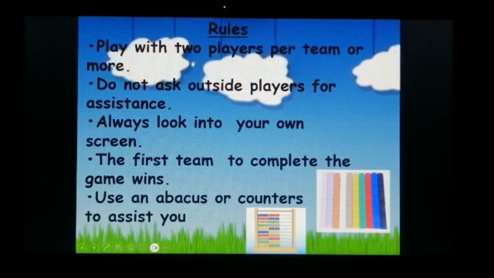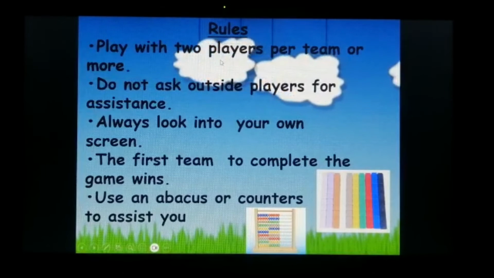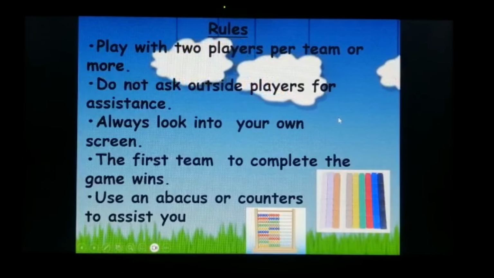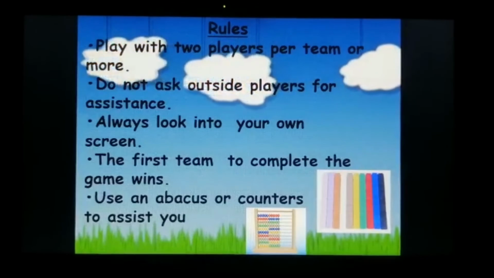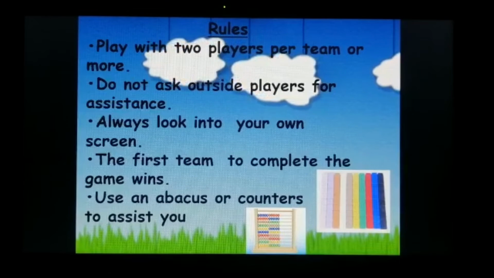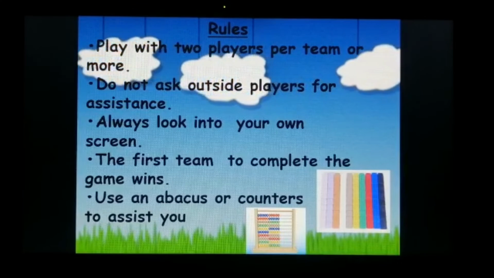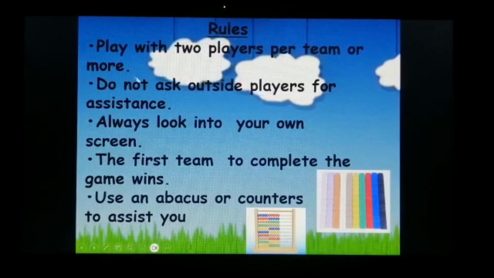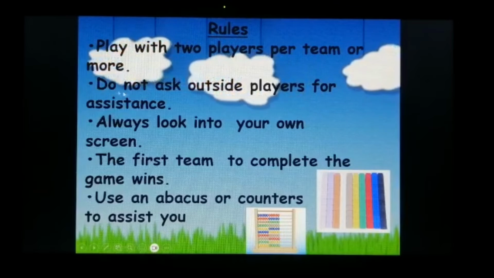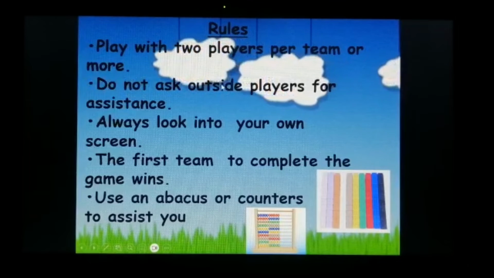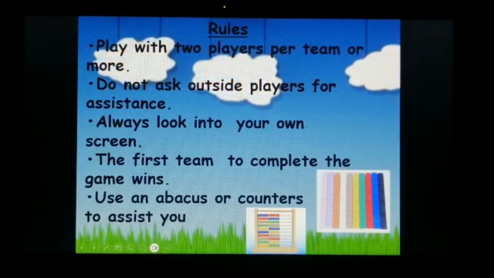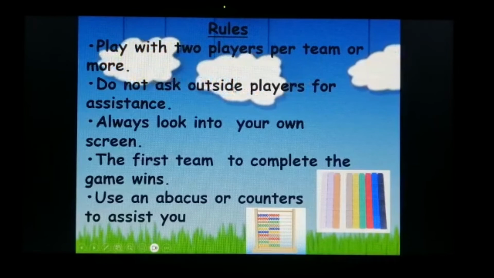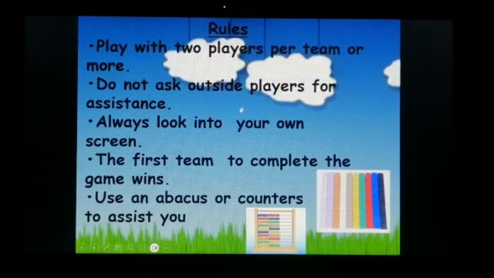Okay, so remember, play with 2 players per team. Also, when you're in your group, my advice is to make sure that you have 4 players in each team. In this way, you will have other members to help you to get the answers as fast as you can. And remember, more minds are better than one. Another rule for the game is that you should not ask outside players for assistance. This means players from the other team or players that are still waiting for their turn. Always keep the discussion within your group.